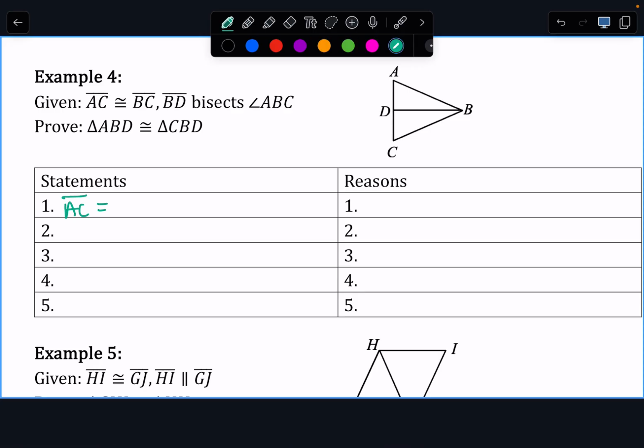AC is congruent to BC. Uh-oh, that's not what it's supposed to say. Typo. Will you change this to AB, because that makes more sense if AB and BC are congruent. And BD bisects angle ABC.